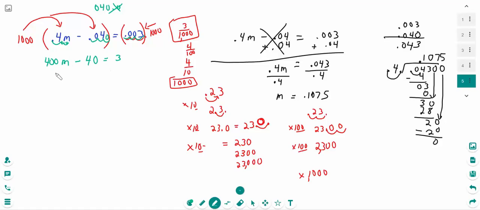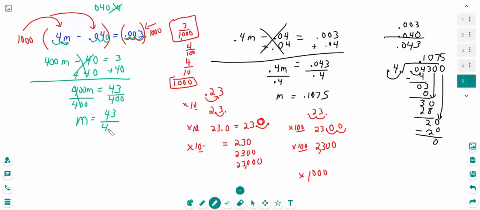Here it's the same thing that we've been doing all along. We're going to add 40 to both sides. And we're going to end up with the 43 over on this side. This will cross out. You have 400m is equal to 43. Now we're going to divide by 400. These will cross out, and you end up with m equals 43 over 400.